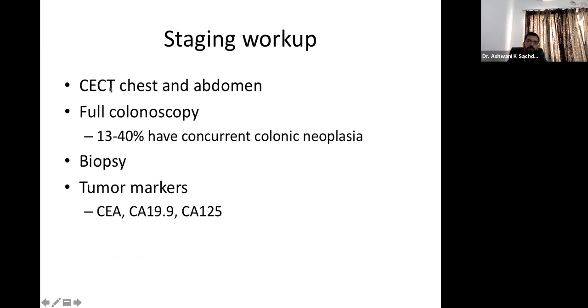For the staging workup, CT chest and abdomen and colonoscopy should be done, because 30 to 40% will have concurrent colonic neoplasia also. Biopsy if possible, and tumor markers like CEA, CA 19-9, and CA 125 should be done. As it most commonly presents during appendicectomy, biopsy is only available after the specimen has been removed.